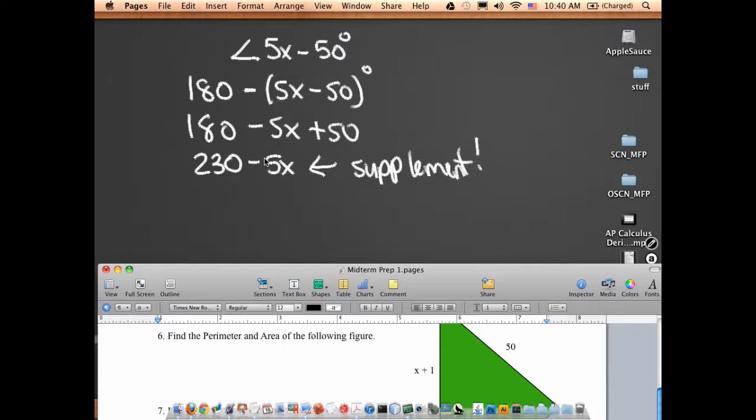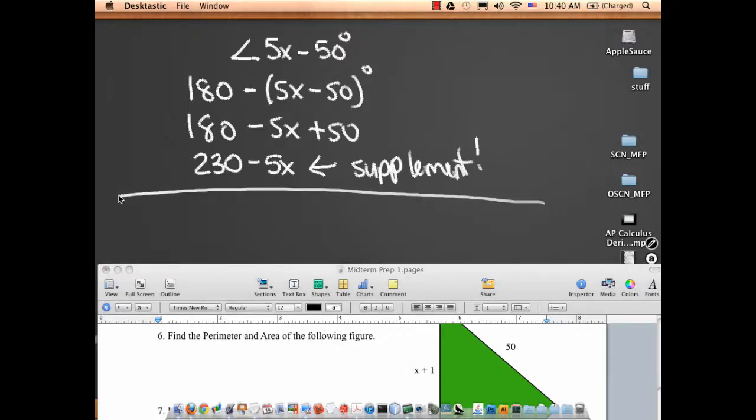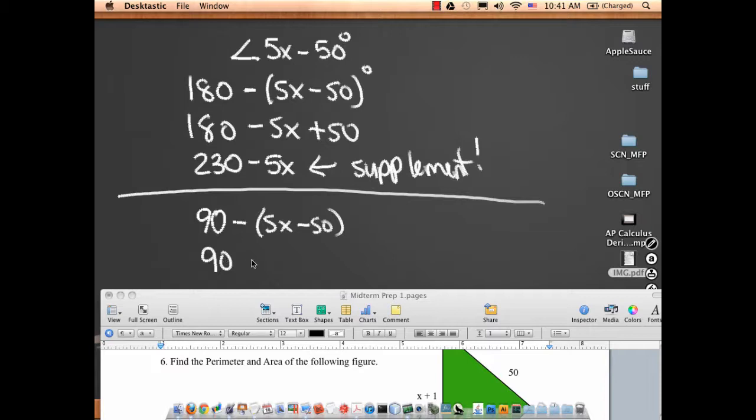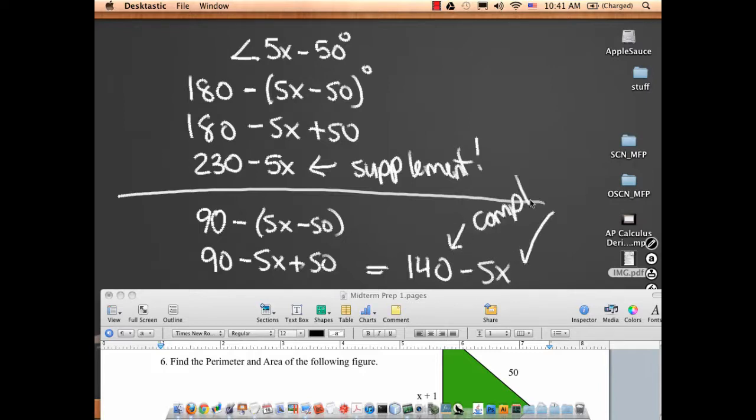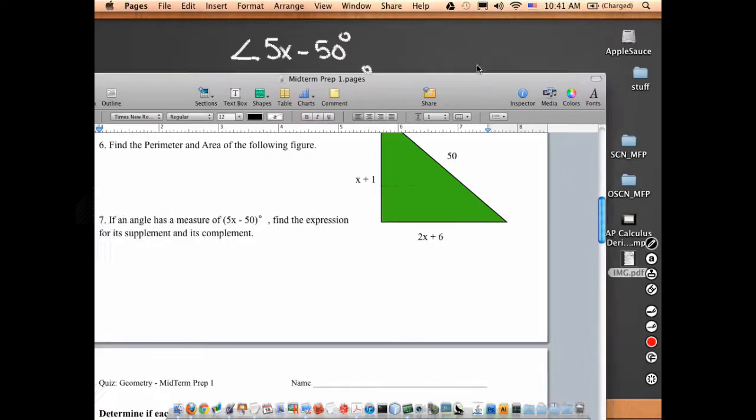What is a complementary angle? Two angles that add up to 90 degrees. So if I'm going to find the complement, what do I have to do to get the expression? Subtract 5x minus 50 from 90. 90 minus (5x minus 50) is equal to 90 minus 5x plus 50. And so that gives me 140 minus 5x. And that right there is the complement. And that's all you have to do. So far, so good? Let's move on to the next one.